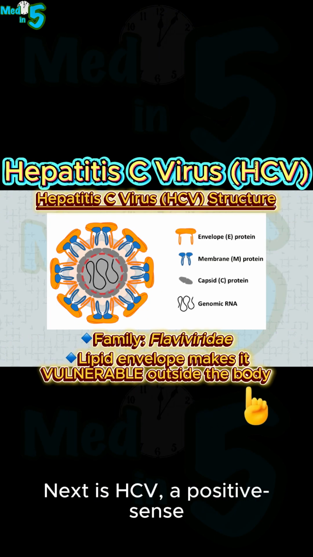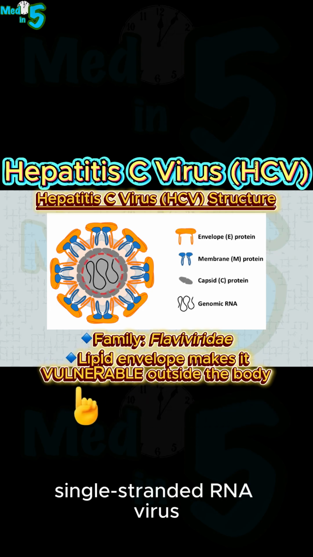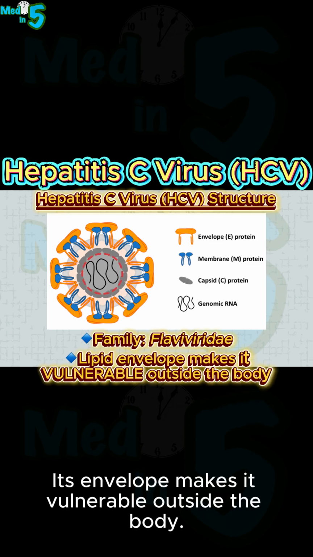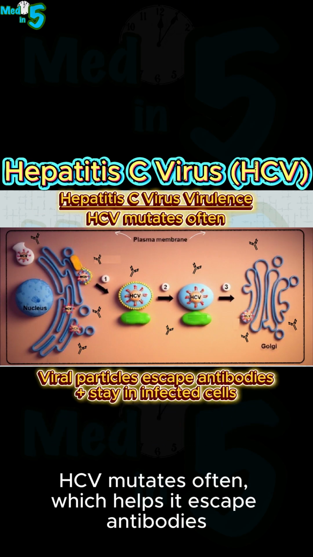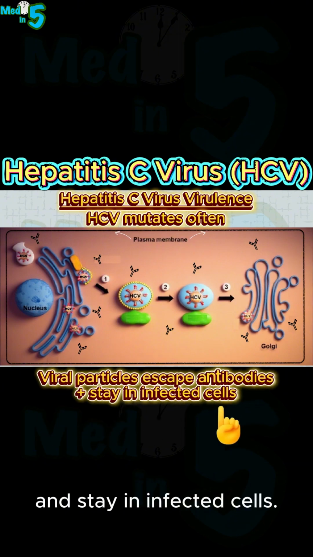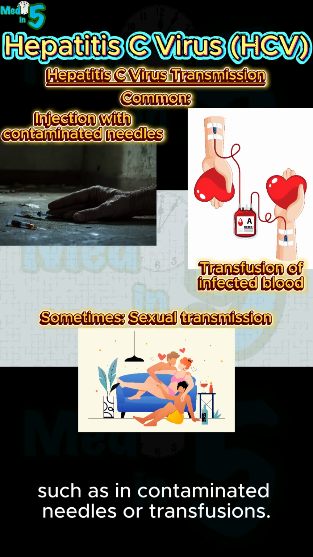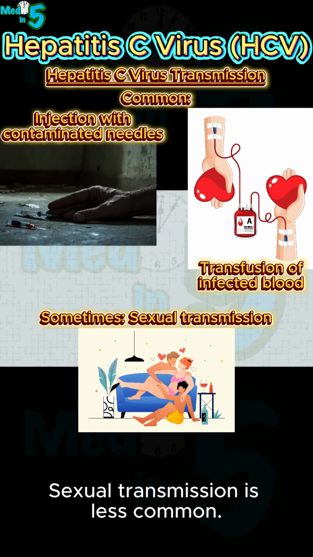Next is HCV, a positive sense single-stranded RNA virus from the Flaviviridae family. Its envelope makes it vulnerable outside the body. HCV mutates often, which helps it escape antibodies and stay in infected cells. HCV spreads mainly through blood, such as in contaminated needles or transfusions. Sexual transmission is less common.